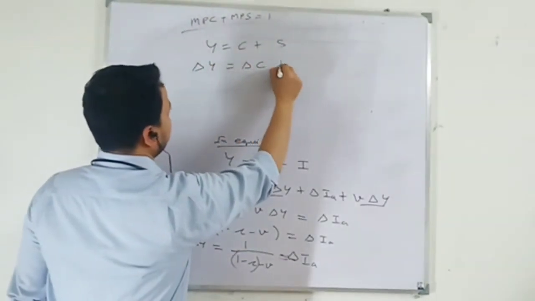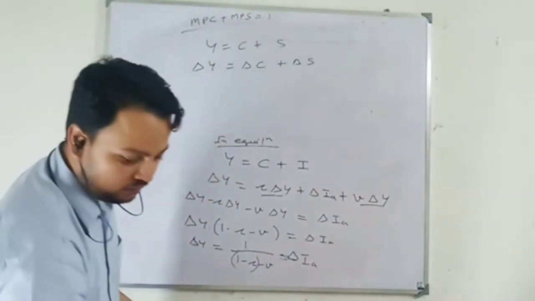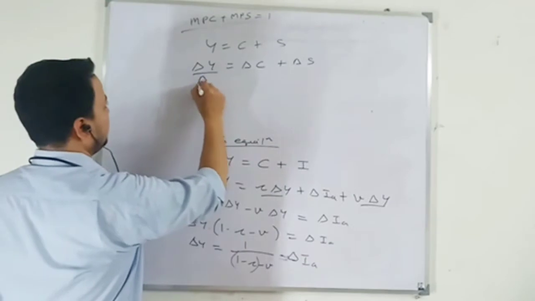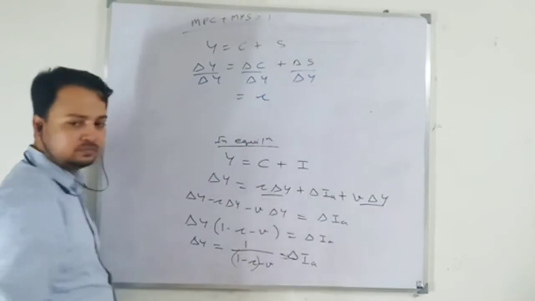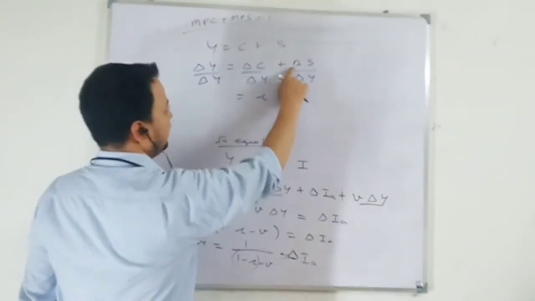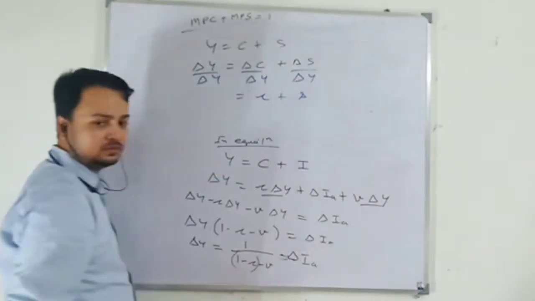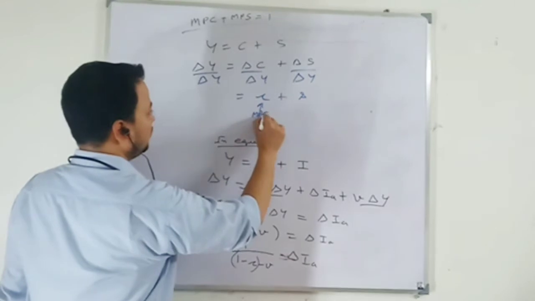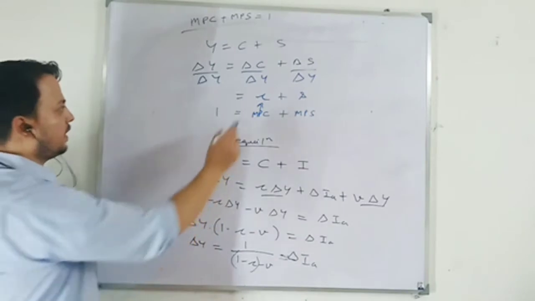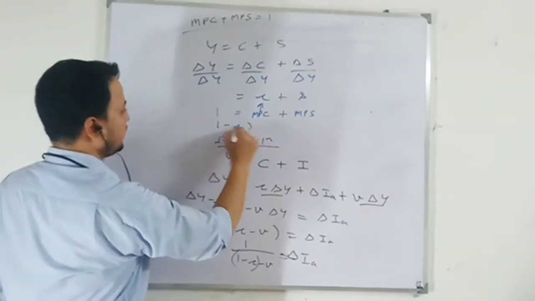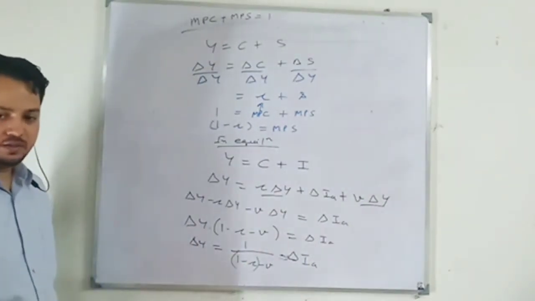So take change on both sides, divided both sides by change in y. This is small c, right? This is marginal. Delta is additional or marginal. Propensity to save, let me write small s. This is marginal propensity to consume plus marginal propensity to save equal to 1. So I can take this term to this side. So this will be 1 minus small c equal to MPS. So this term 1 minus small c is your MPS.